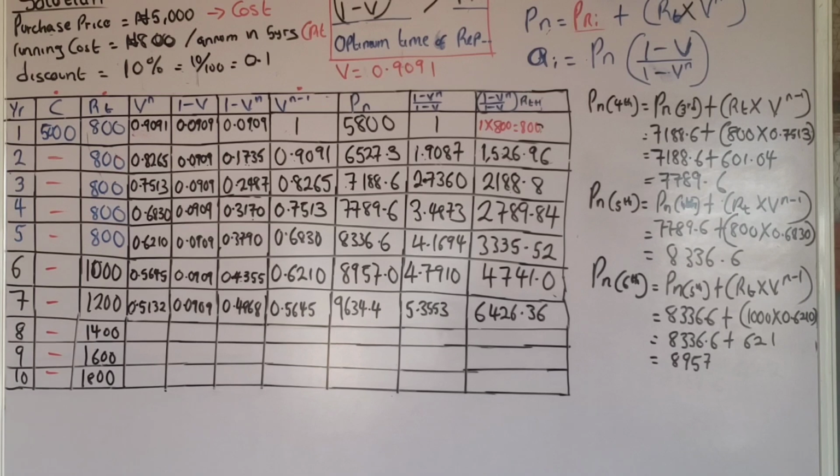Okay, now v raised to the power of n. Now to get the v raised to the power of n for year 8, that is 0.9091 raised to the power of 8. What is the value? That will give us 0.4665.